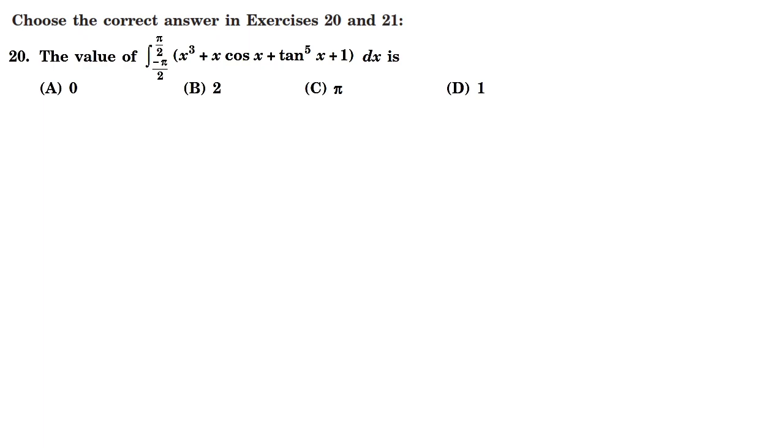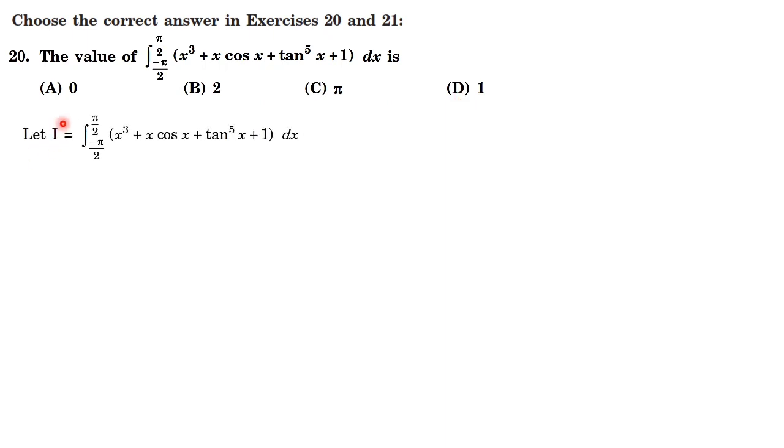Next we shall discuss the 20th question, that is the choose the correct answer questions, exercises 20 and 21. Question number 20: the value of integral from minus pi by 2 to pi by 2 of x cube plus x cos x plus tan power 5x plus 1 dx is. Four options are there: 0, 2, pi and 1.